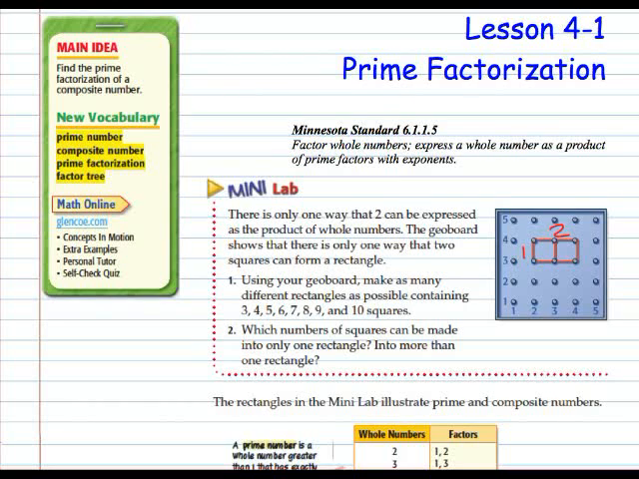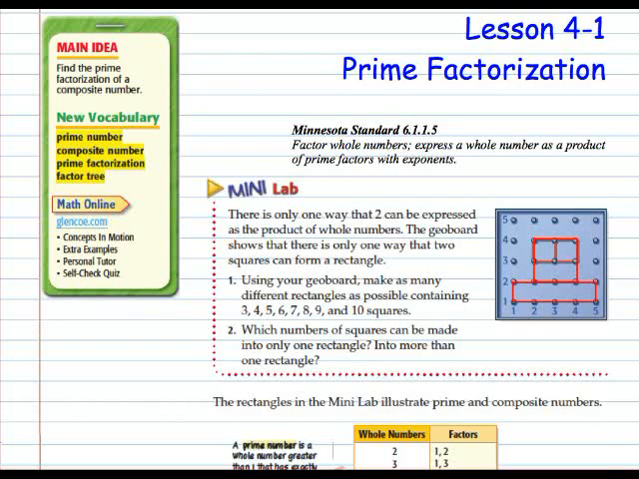Using your geoboard, make as many different rectangles as possible containing 3, 4, 5, 6, 7, 8, 9, and 10 squares. We're going to do just a couple here to save time, but we could start out with 4, for example. We could take this and make this a 2 by 2. You could see that clearly. We could also go down here and use 4 as a 1 by 4. So we actually have 2 rectangles that we can make from that.